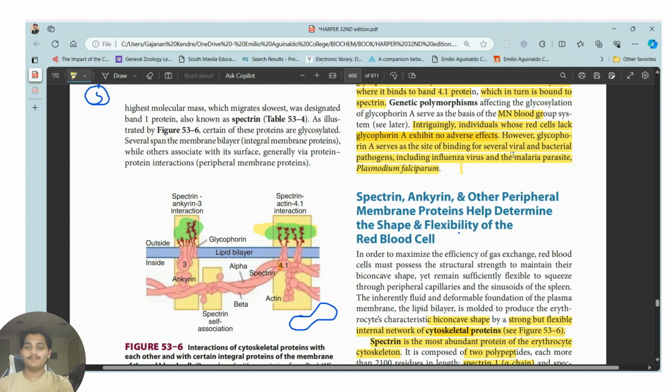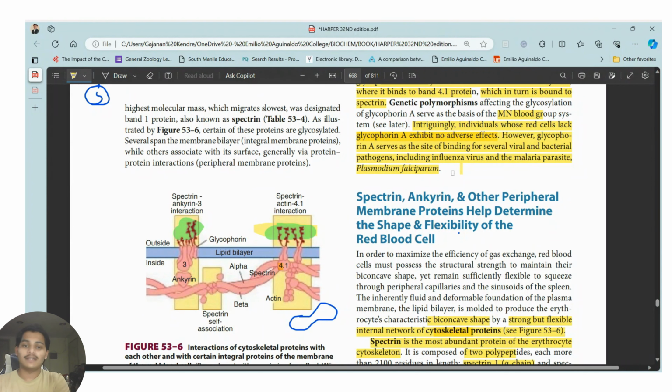But even if some person or patient doesn't have glycophorin A, there will be no adverse effect shown physiologically or morphologically. But this glycophorin somehow contributes to the shape of an RBC, which is very important for us, and can be distorted by some bacteria or viruses. Another major thing is that glycophorin serves as a binding site for viruses, bacteria, and malarial parasites, like Plasmodium falciparum.